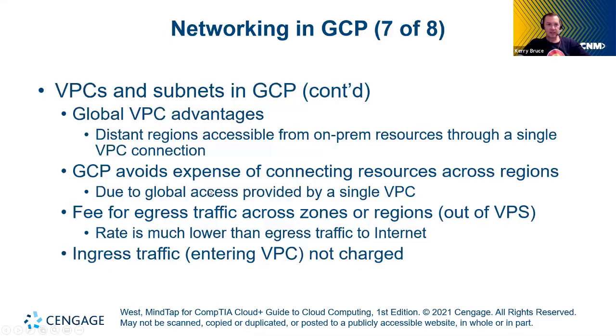Fair enough. So there are some global advantages: distant region accessibility from on-prem resources through a single VPC connection. So I can connect to, let's say, Google. I want to say they have something in Austin or San Antonio, so that can be my closest region. And as soon as I'm there, I can then, using routing on my VPCs, get to, say, a region in Brazil or China or Europe, right?